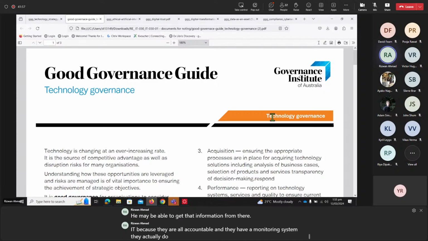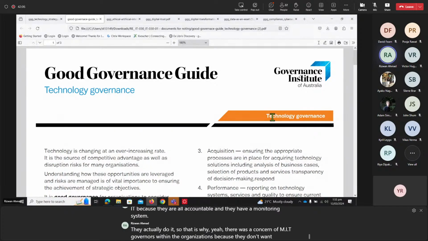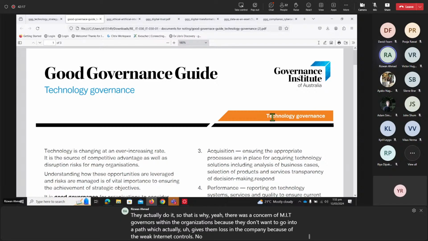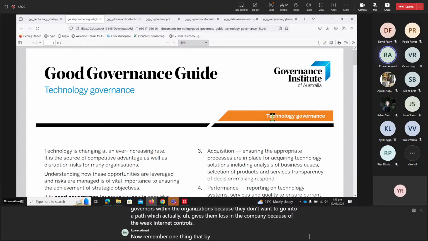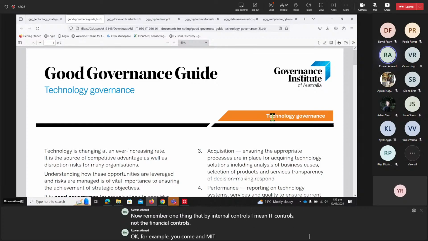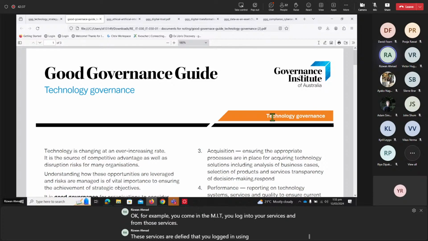They actually do it. So that is why there was a concern of IT governance within the organizations, because they don't want to go down a path which gives them loss in the company because of weak internal controls. Now, remember one thing: by internal controls, I mean IT controls, not the financial controls. For example, you come into MIT, you log into your services, and these services identify that you logged in using multi-factor authentication.